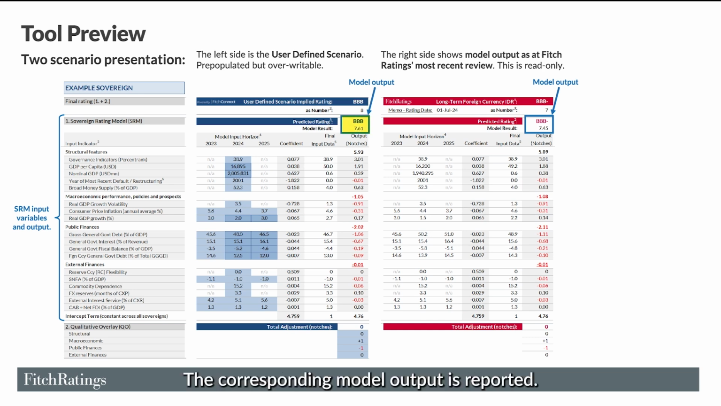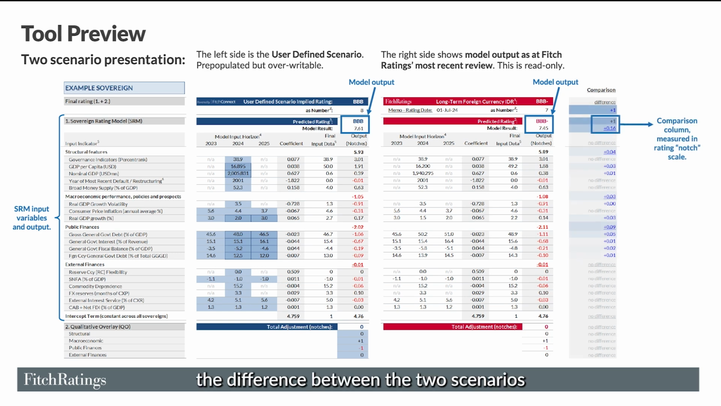The corresponding model output is reported. The comparison column shows the difference between the 2 scenarios in terms of rating notches. In this case, a modest difference in the exact model result indicates a predicted rating of BBB, compared to BBB- as at the time of our last rating review.